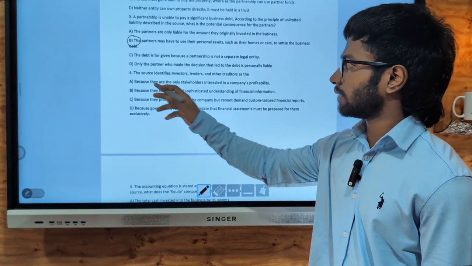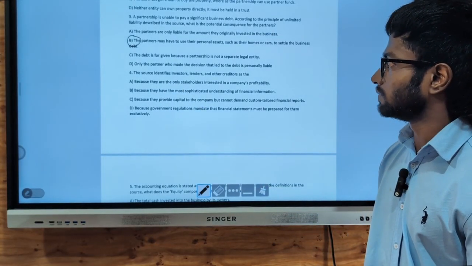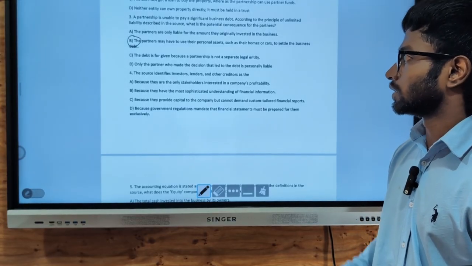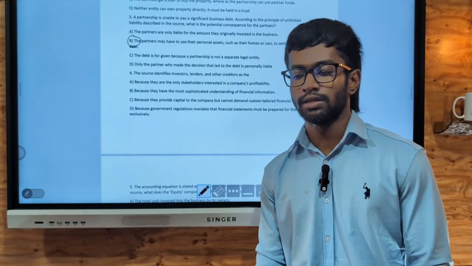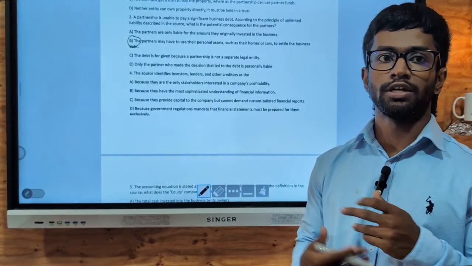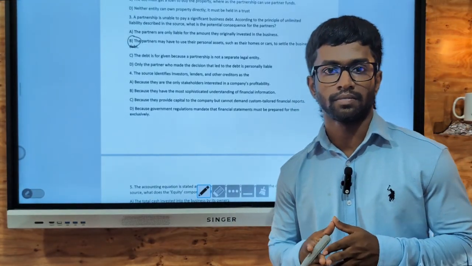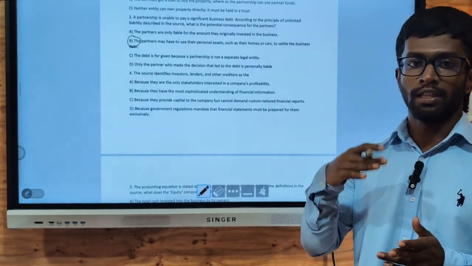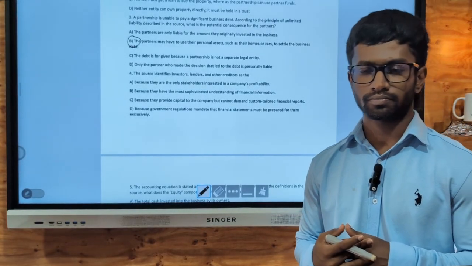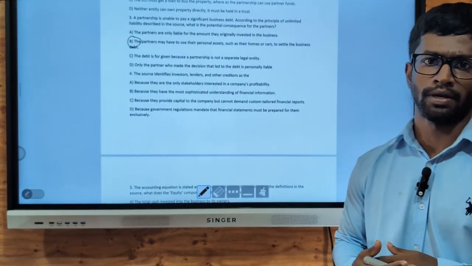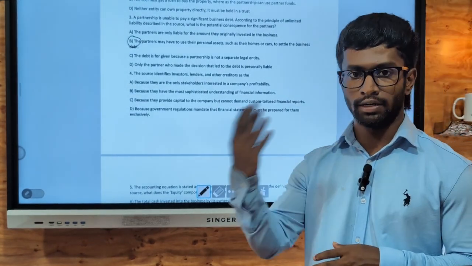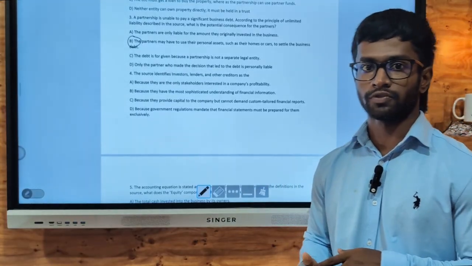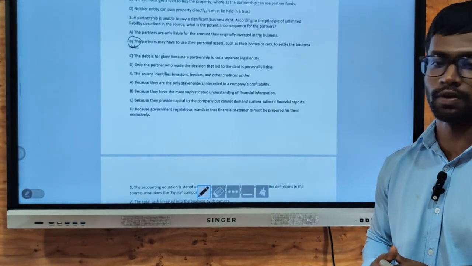Next, the fourth one we have the source identifies investors, lenders, and other creditors as. So keep in mind, investors, lenders, and other creditors are your main stakeholders who go through your financial statements. They are the ones who will be taking a decision. Investor, whether to invest in the company. Lenders to provide you money. And other creditors basically supply you goods. So these are the capital providers of a company.